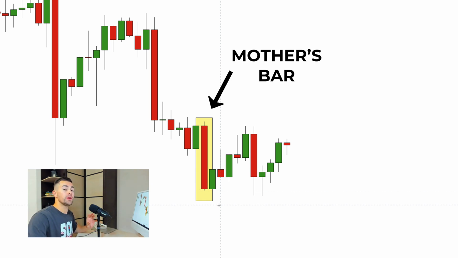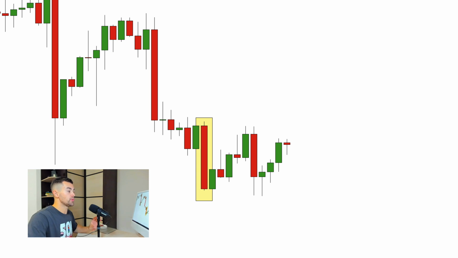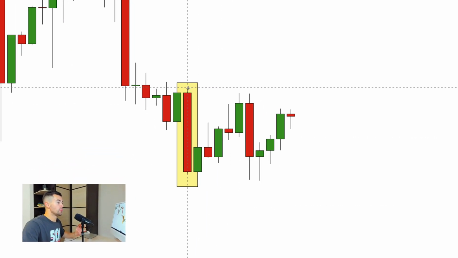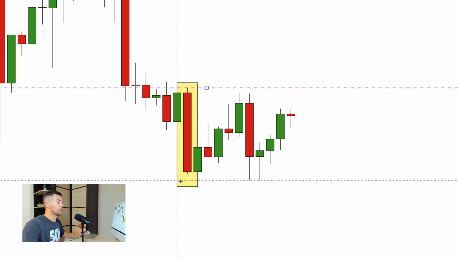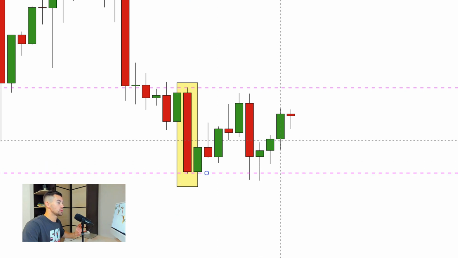And spotting the mother's bar, it is very important for you to underline the range of this candle. What do I mean by the range of the candle? We take the high of the candle based on the wick and the low of the candle based on the wick. And then you can see that all the candles are trading inside that.